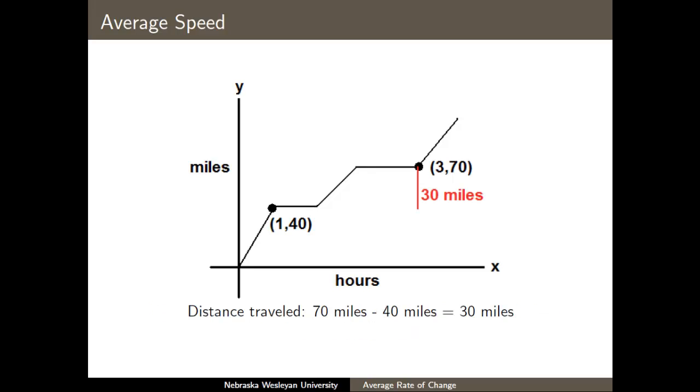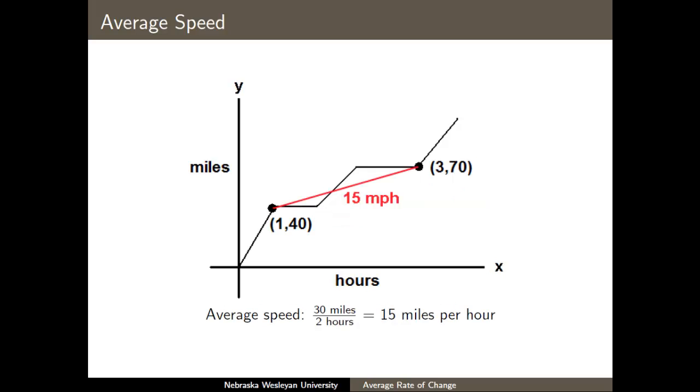Well, first we want to ask, during the time, how much mileage have we covered? And the distance we've traveled here is we ended at 70 miles and we began at 40 miles, and so that's a net change of 30 miles. And the second question would be to ask, well, how long did it take us to do this? And we ended at hour 3 and we began at hour 1. So it took a total of 2 hours to accomplish those 30 miles.